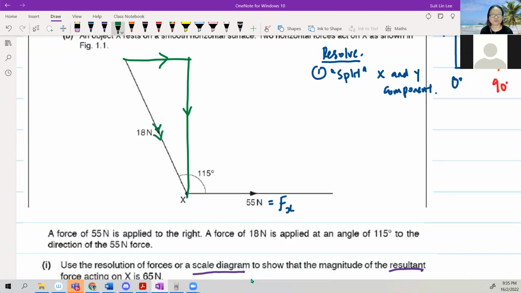Okay, now I leave it to you. Give you a few minutes. You tell me what is this fx? Because it's the horizontal direction. And what is this fy? Because it's the vertical direction.